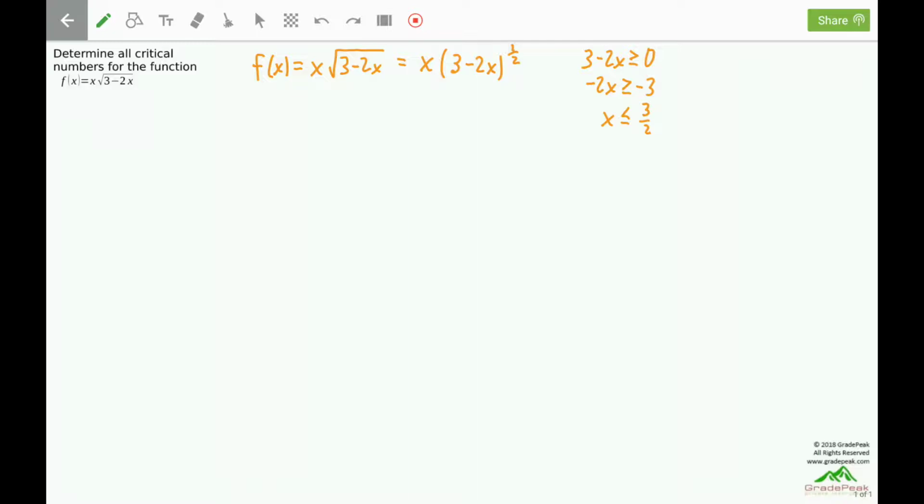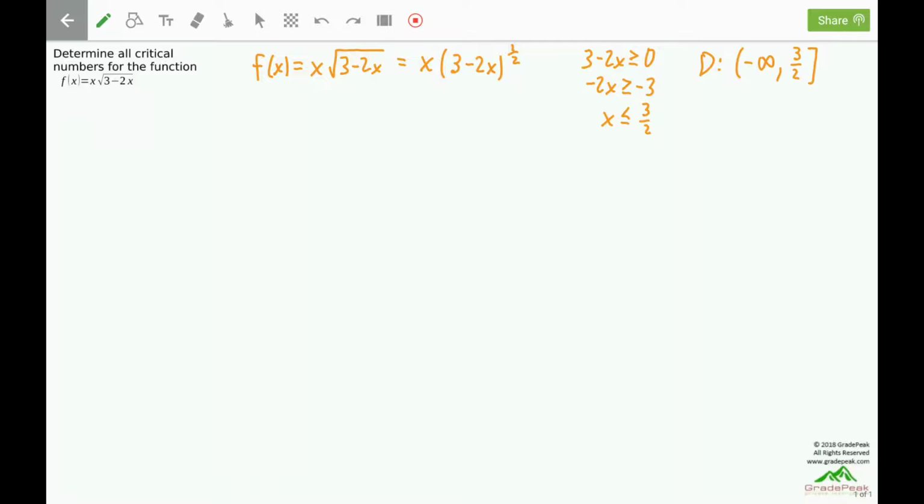Now outside of the square root there's an x. That's a polynomial, and a polynomial has a domain of all reals. So it's only the condition coming from the square root that matters here, and we have to have x be less than or equal to 3/2. The domain is all numbers less than or equal to 3/2. It will therefore start at negative infinity, go up to 3/2. It does include it, so square bracket on the 3/2.